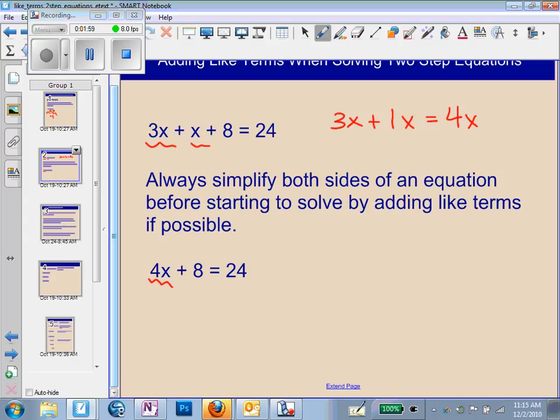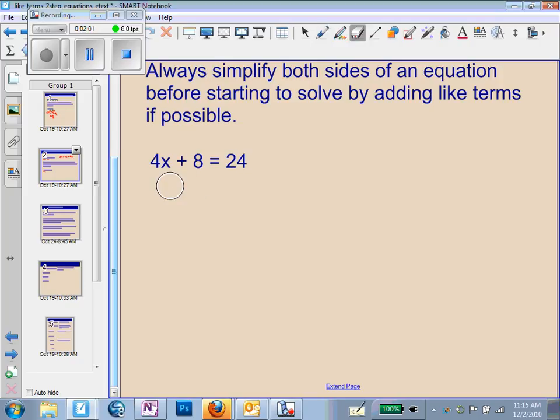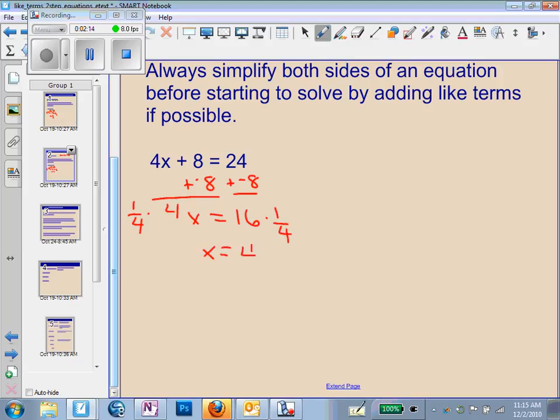And we can continue to solve this equation, again, by using our basic steps: adding the opposite to both sides, and then multiplying by the reciprocal on both sides, which is always our process.